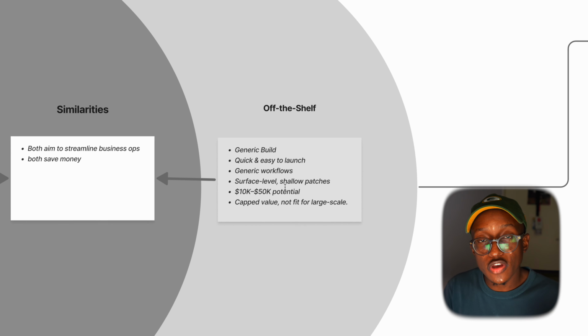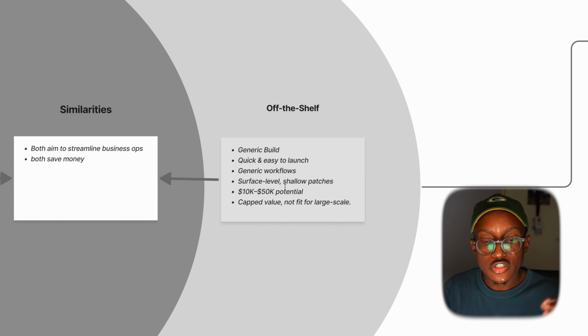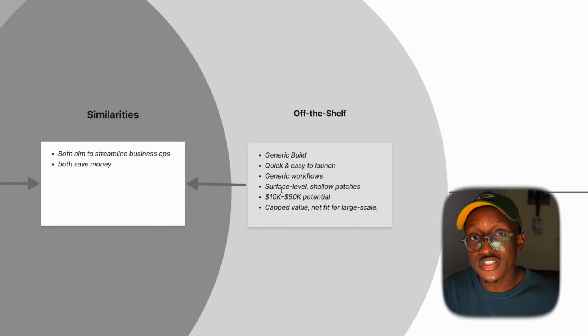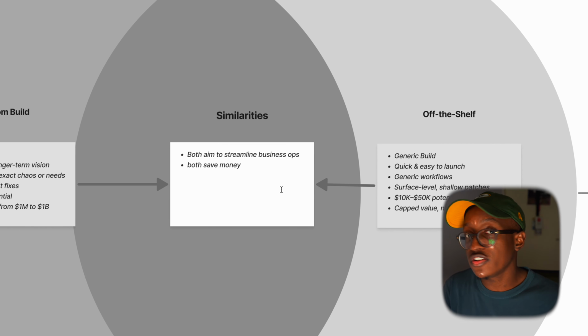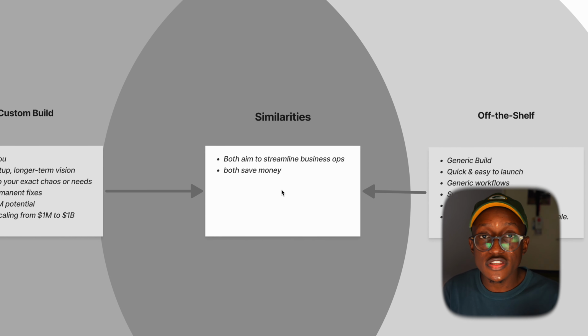And also, you have 10 to 50K potential. What this means is your value is capped and not fit for large scale. If you're trying to scale to a billion plus, this may become challenging for your specific business, because you're capped in terms of how much scale you can have with generic software. And with this, you can say the similarities are that both aim to streamline business operations and both save money. Those are the two intersection points where we can see that these are two similar systems.